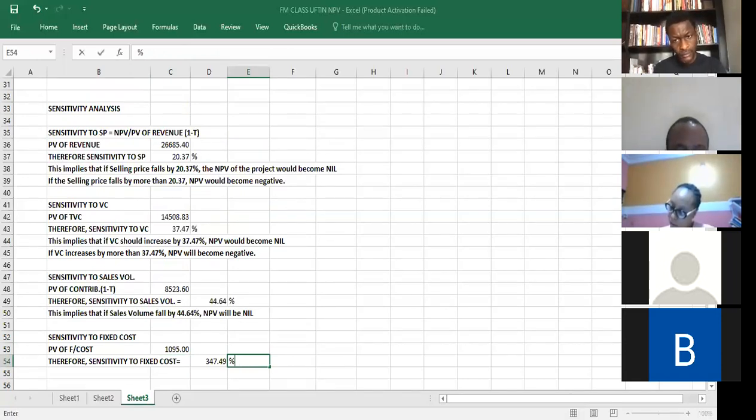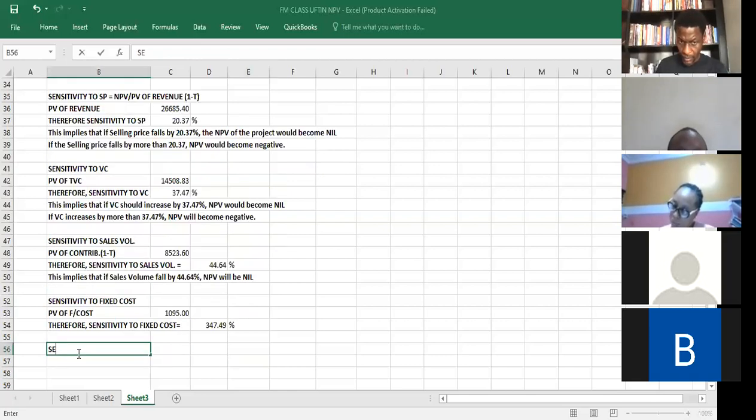It's possible. So now let's do our sensitivity to initial outlay. The day the examiner is playing with you, he'll give you sensitivity to initial outlay. That one we can do directly. So initial outlay is discounted at 1, so it doesn't make any difference.